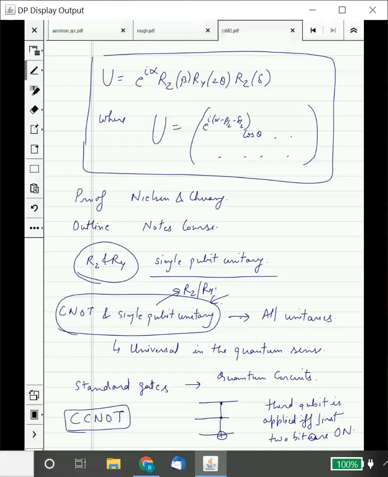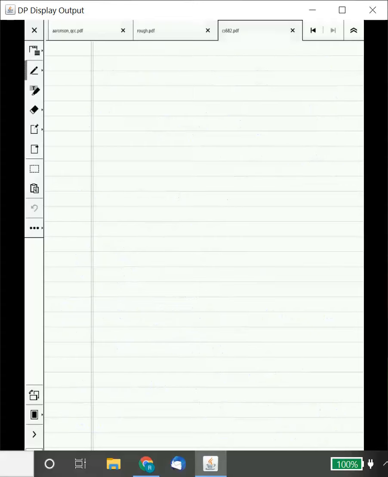You have a lot of gates to choose from, and you can read Nielsen and Chuang and find many more universal gate set families. But you don't have to worry about it. All the gates which we have discussed, you can use them freely in your quantum circuit. These standard gate sets are allowed.